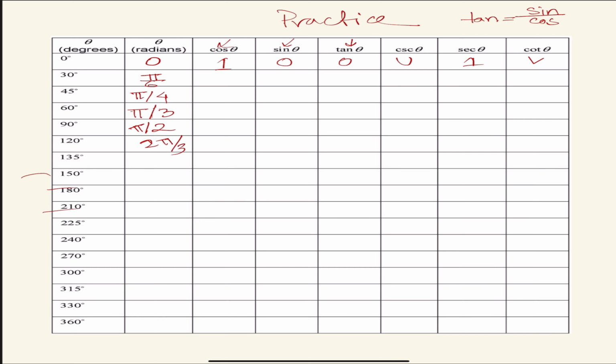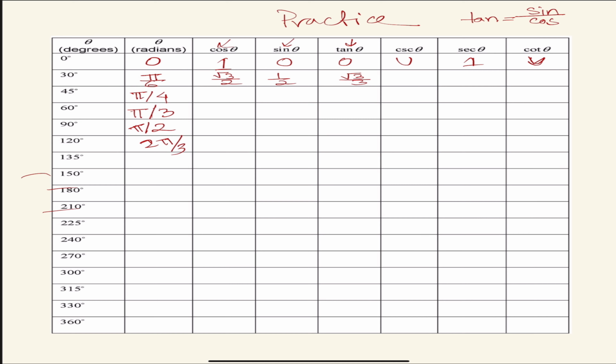Okay, so undefined. Let's just do it. For 30 degrees, cos 30 degrees is square root 3 by 2. Sine 30 degrees is just half. Tan 30 degrees is just square root 3 by 3.